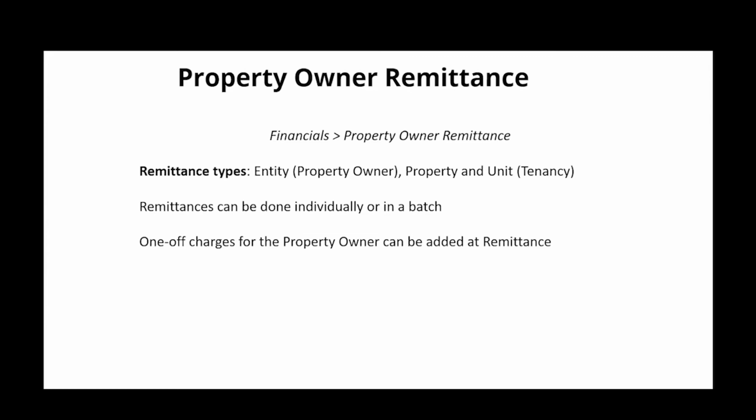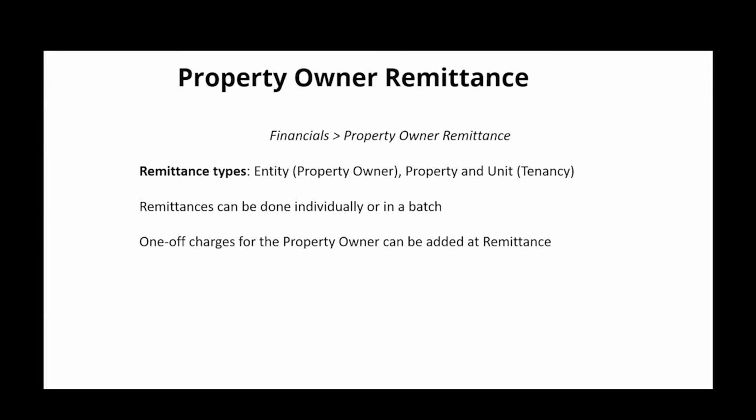In the final case, if you've got a property that has, let's say, multiple units within that property, and you're going to literally be paying tenancy by tenancy, then your remittance type would be unit. So you can choose what remittance type you use based on your current agreement with your landlord. Just to note as well, remittances can be done individually. You can go in and manually do a remittance individually, or if you want to do it in a batch, you can also do multiple remittances for multiple landlords all in one go.